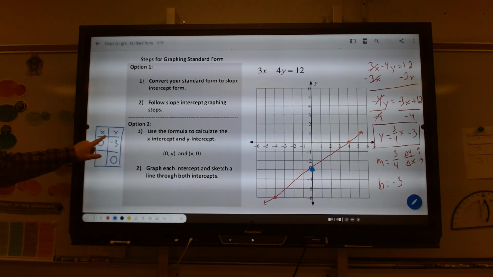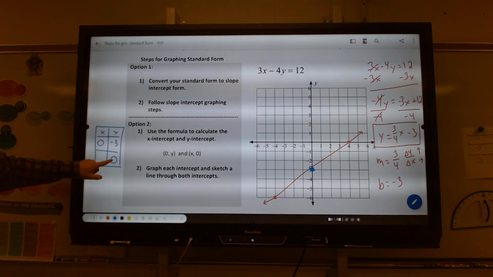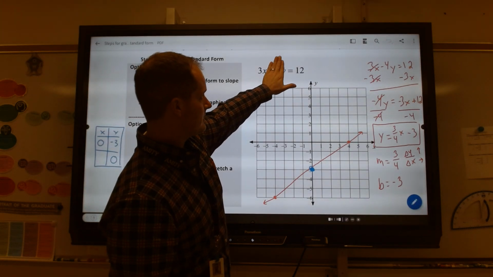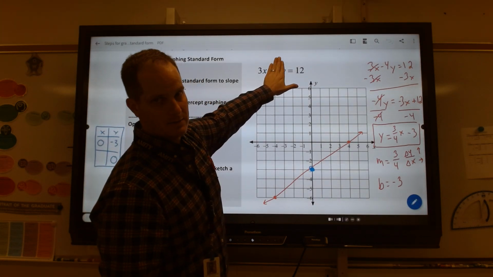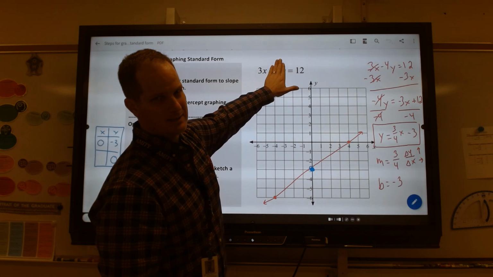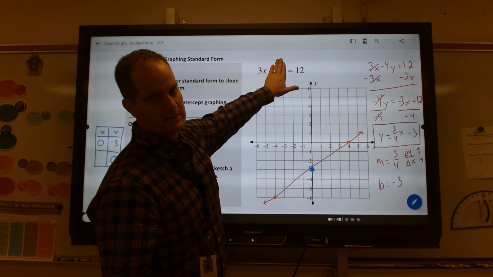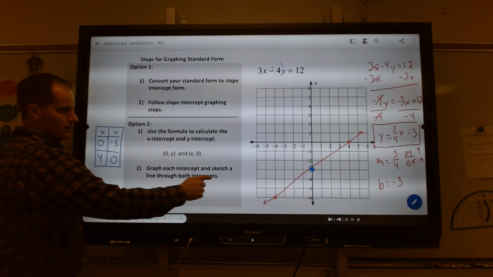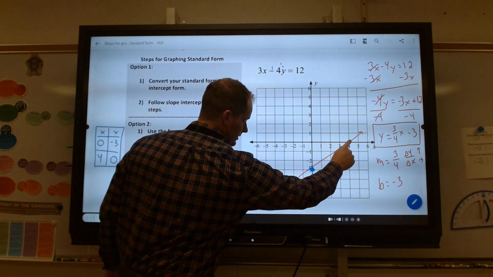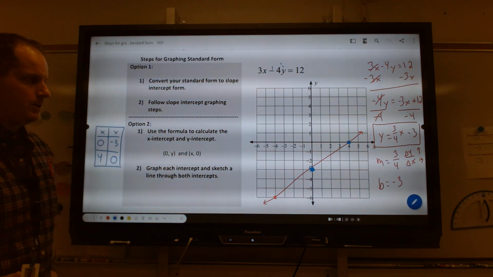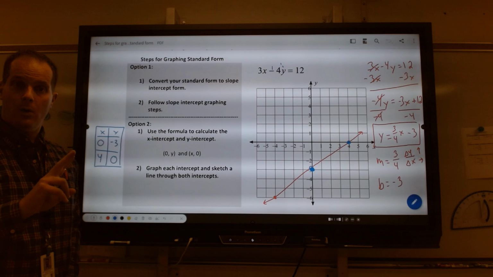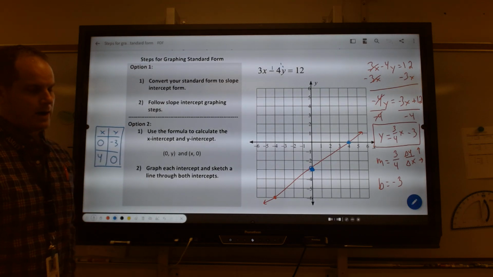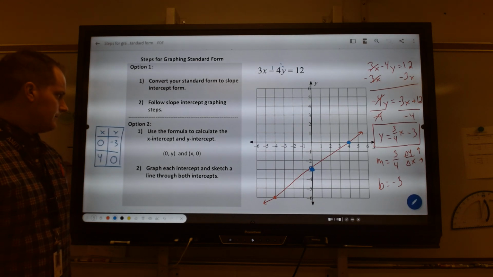The same thing is if I decide to plug in 0 for my y. So negative 4 times 0 cancels out. Now I have to make this statement true. Well, when 3x equals 12, what does x have to be? x has to be 4. So the point 4, 0 is our x-intercept. Ideally, when you have an equation and you're trying to draw a line, you only need 2 points. It is helpful when one of the points is your y-intercept, and you can move on from there.